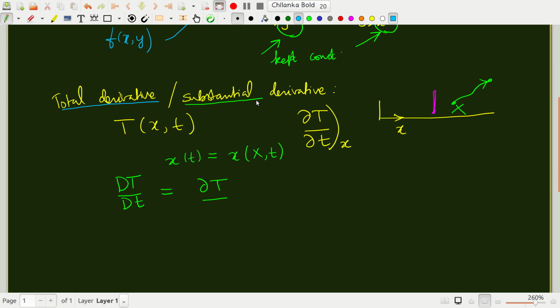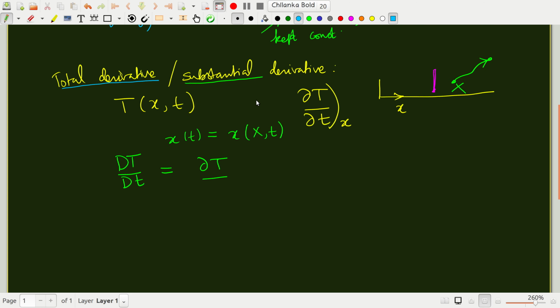Now, the other important idea is that of a total derivative or a substantial derivative. Let's say you have a variable like temperature, which is a function of spatial location and time. If you were to take the partial derivative of temperature with respect to time, keeping the spatial location x constant, this amounts to keeping a thermometer at a given location in space. Let's say you have fluid flow in a tube or a channel, and you are merely measuring the temperature at a given point in space as a function of time. The time derivative at that point amounts to the partial derivative.